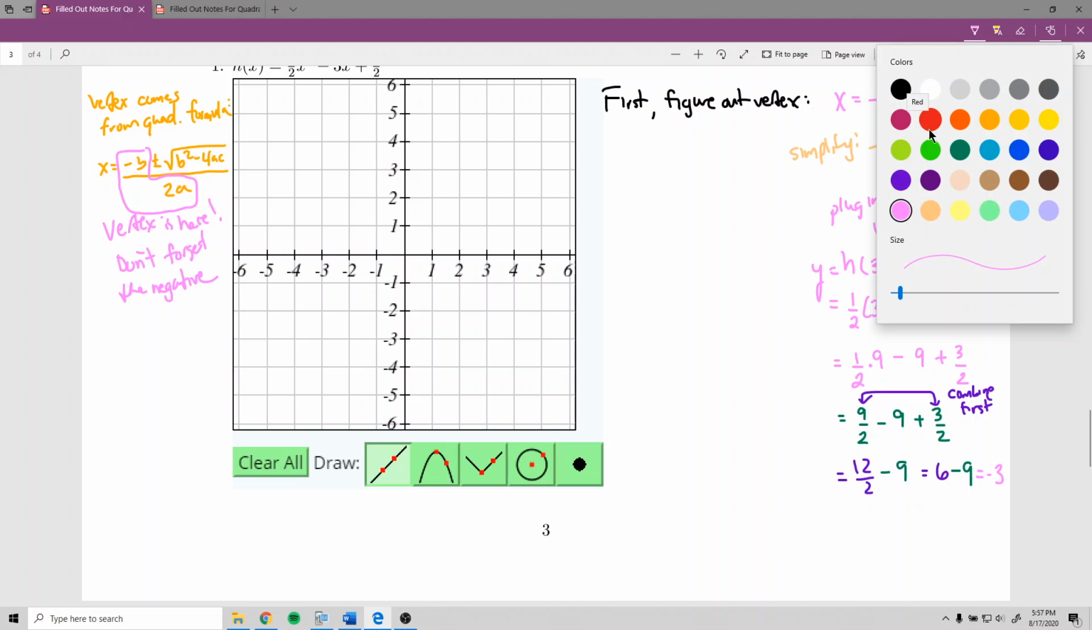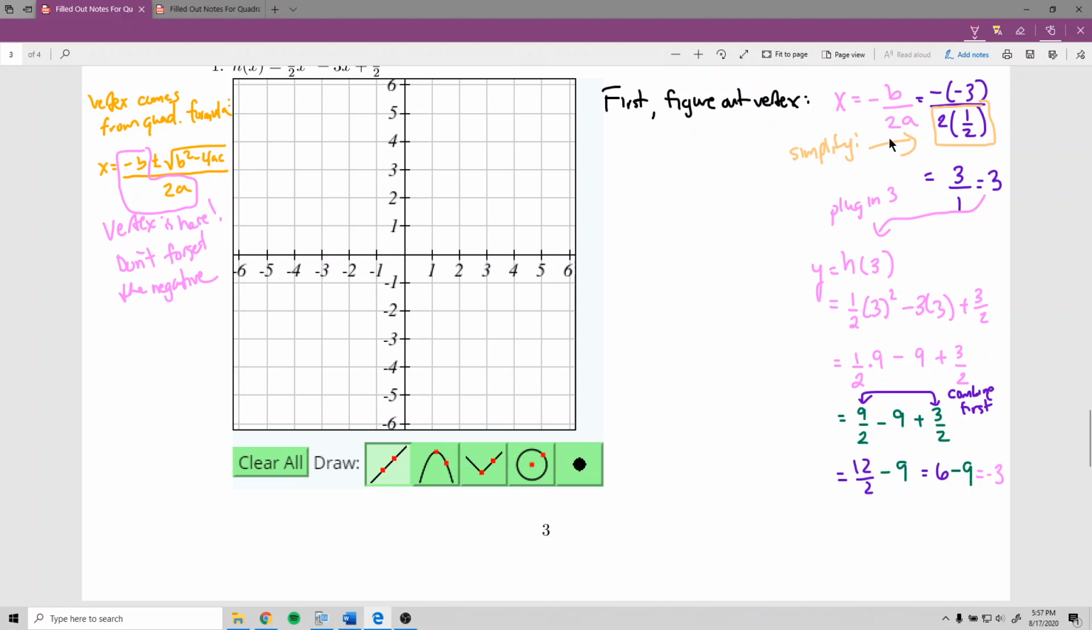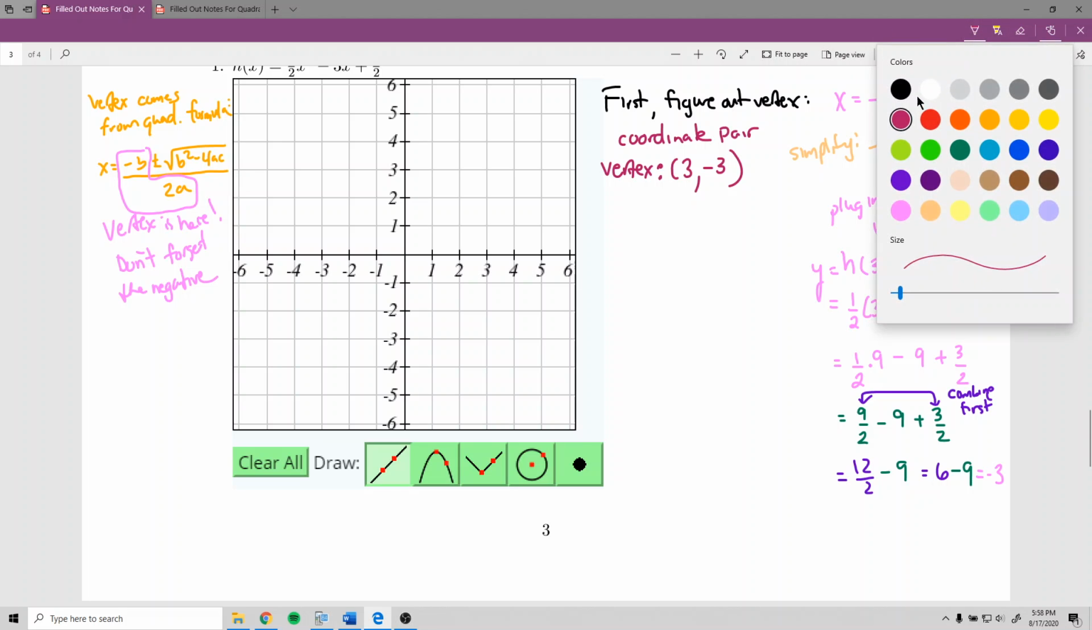Now when it comes to finding the vertex for a parabola, really this is always the main work, is figuring out the vertex. Everything else is very similar to it. And also, if there's not a fraction, it's a lot quicker too. All right, so the vertex is a point. The x value is 3. The y value is negative 3. And then you want to plot this first when you graph.